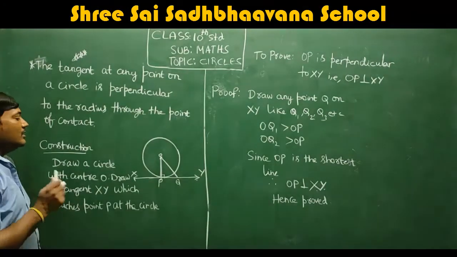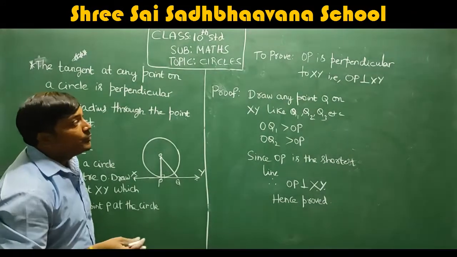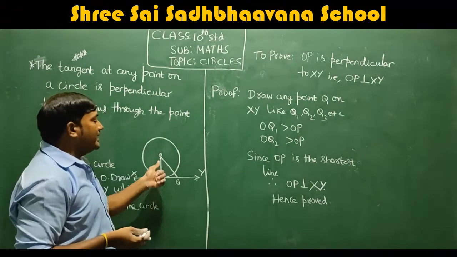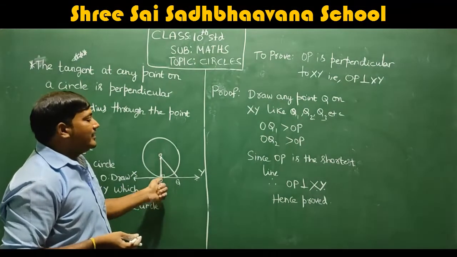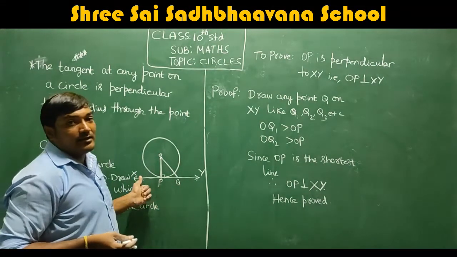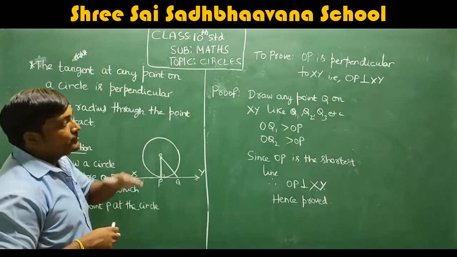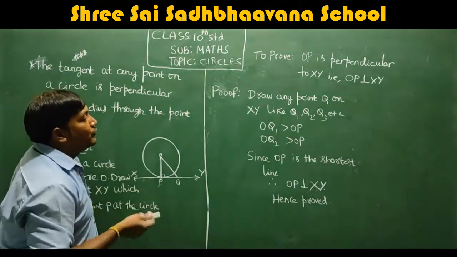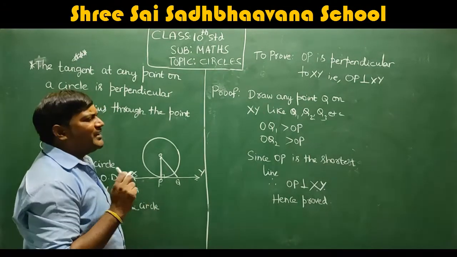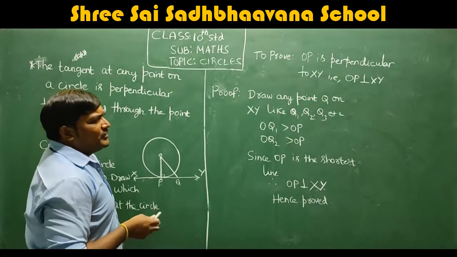Tangent XY. So this is the construction problem. Then what do we have to prove? We have to prove that the line segment OP is perpendicular to the tangent XY. That is the proof we have to do. The proof is very simple.